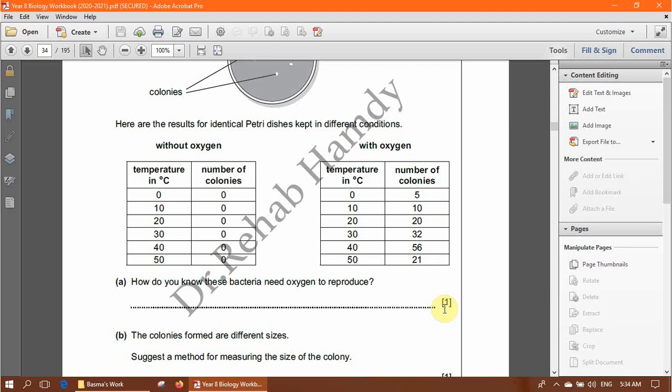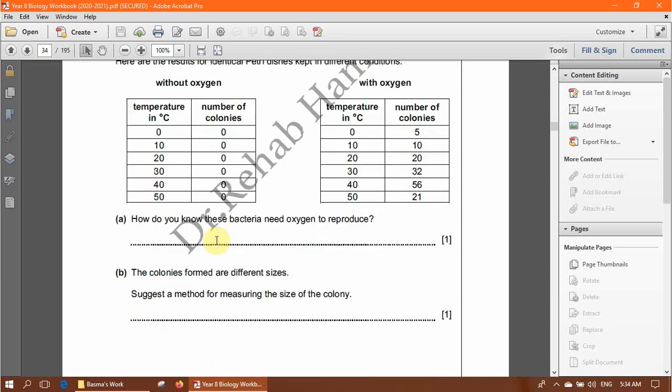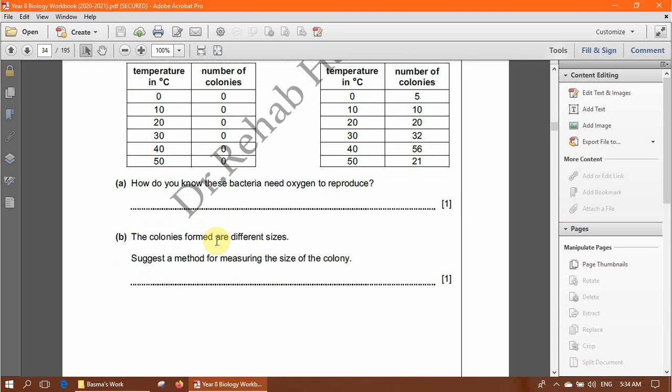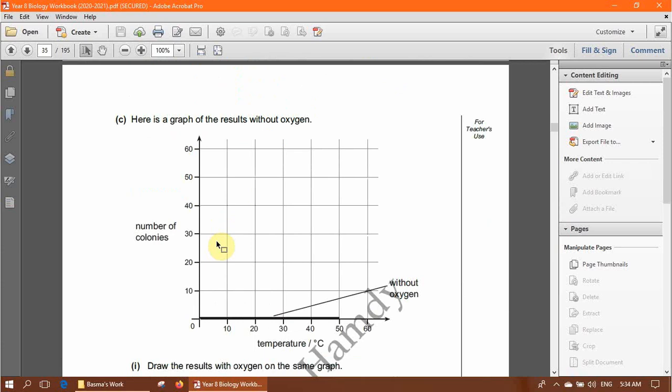Because colonies were only found when there is oxygen. Or you can say that no colonies are found in the absence of oxygen. So this means that the bacteria need oxygen to reproduce. If there is no oxygen, the bacteria didn't form colonies, so they didn't reproduce in the absence of oxygen. Okay, the colonies formed are of different sizes. How could you measure the size? You can measure the diameter using a ruler.